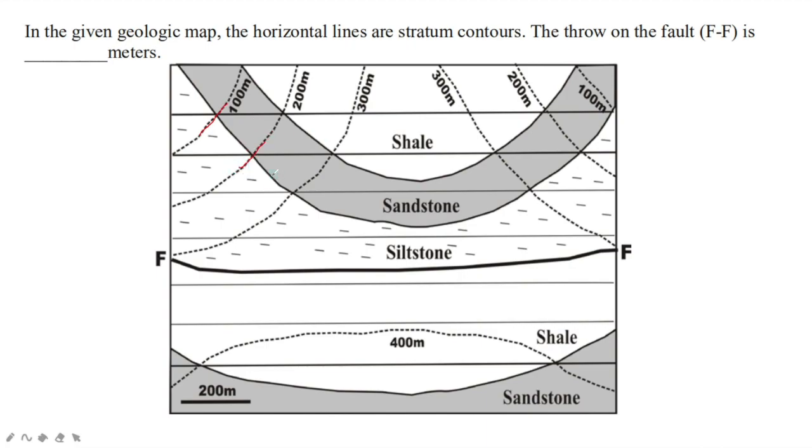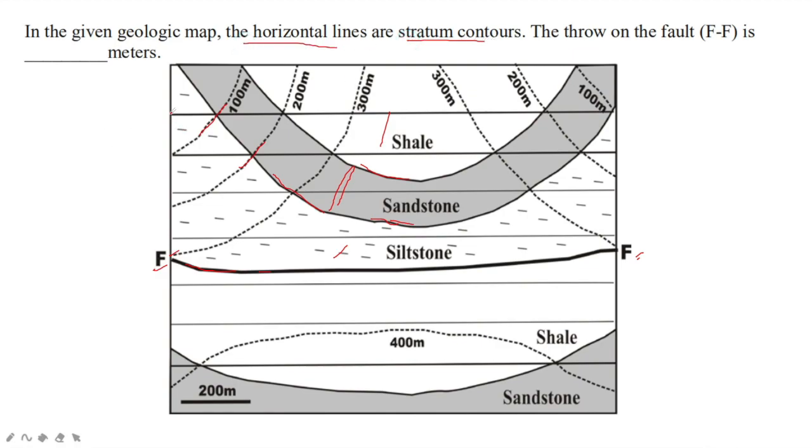There are these bedding planes. You can see the sandstone, siltstone bedding plane. This is the shale and sandstone bedding plane. This is a sandstone bed. This is a shale bed. This is a siltstone bed, and you can see a fault also, this FF fault, which is represented by this bold line. And if you see this question, it says the horizontal lines are the stratum contours.